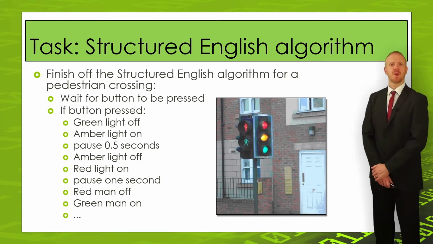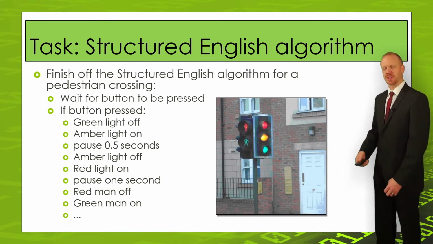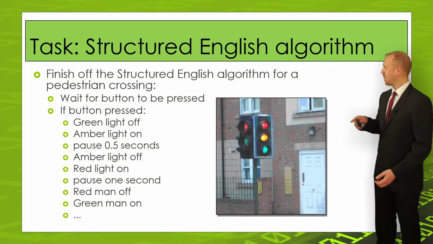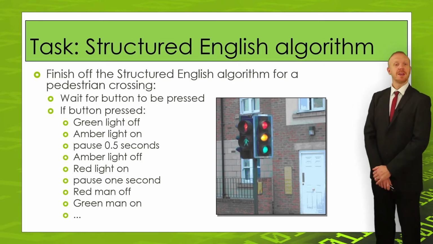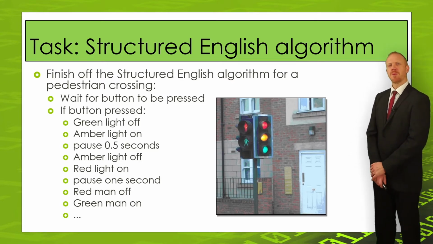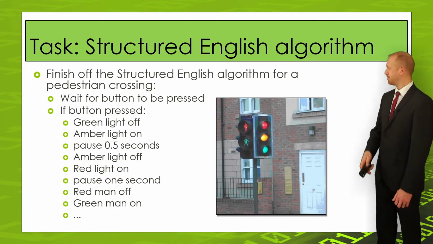Then what? What needs to be the next few instructions to get through to the point where it's once again waiting for a button to be pressed? You don't need to know the exact sequence of how a traffic light works, as long as you've got the rough idea with it. So give yourself a couple of minutes on this, pause the video. Once you've got the algorithm written out, unpause it, and we'll have a look how you did.